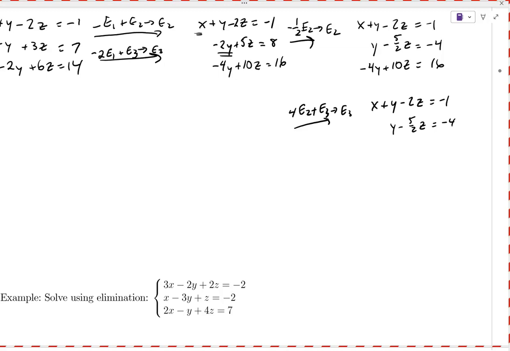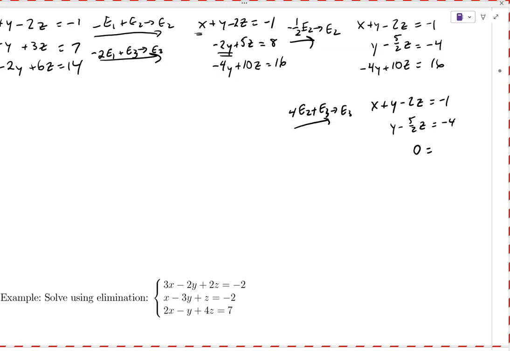What do you get? Yeah, get negative 10, right? There's the minus sign there. Negative 10z plus 10z gives us 0, right? So I actually get a 0 on the left-hand side.